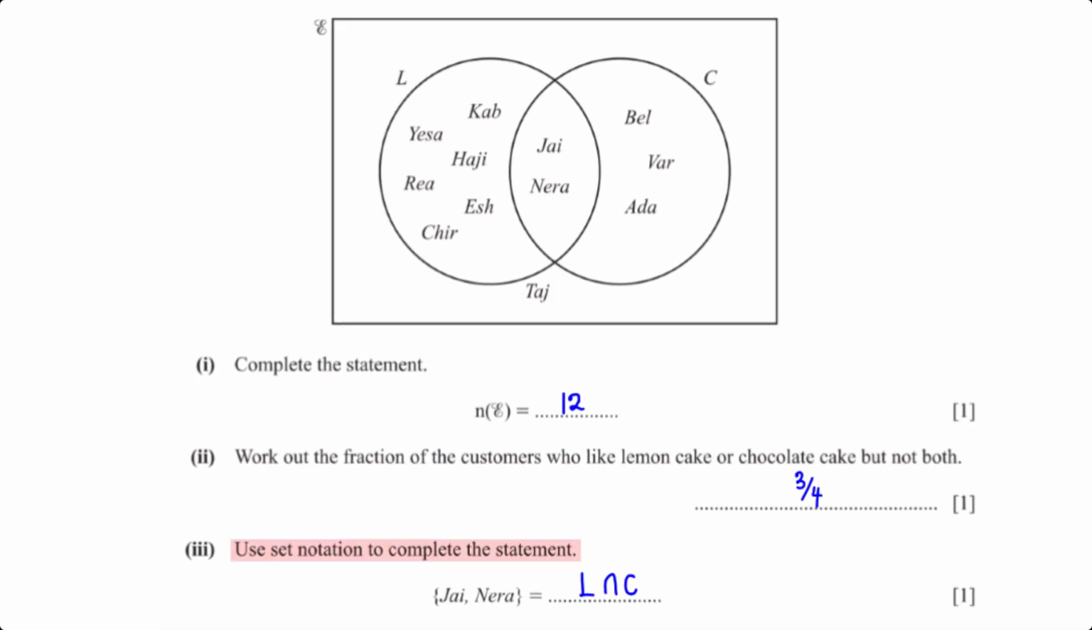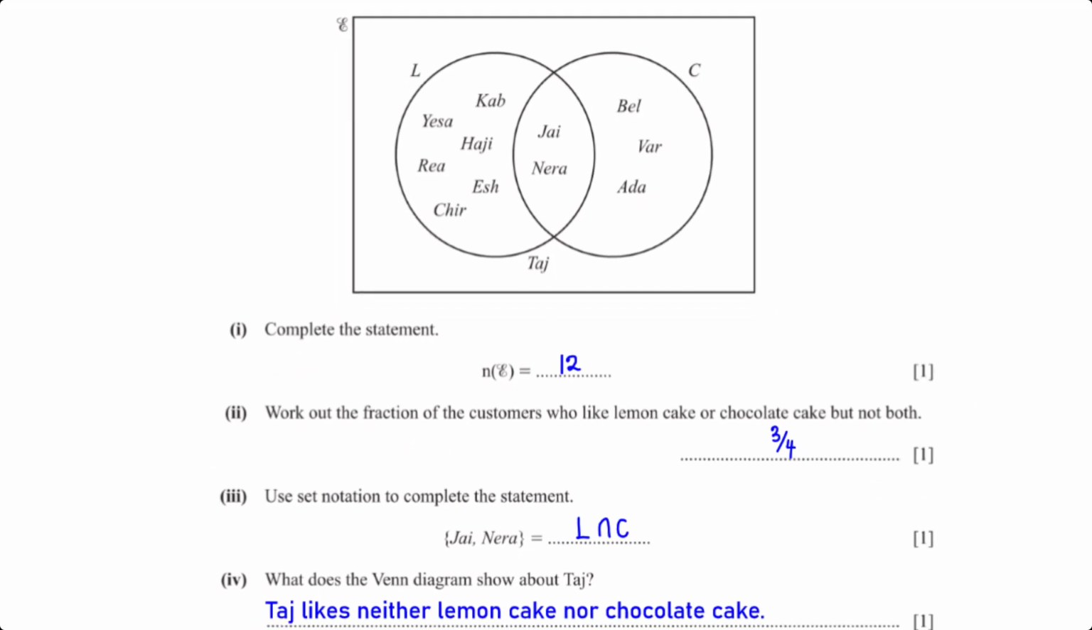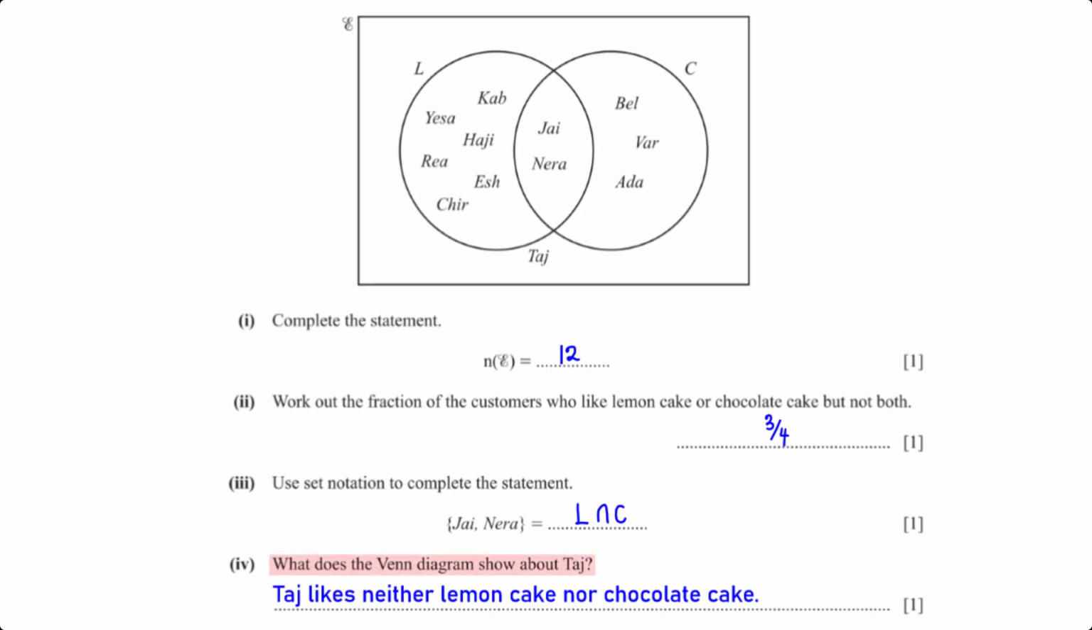Use set notation to complete the statement. Jai, Naira equals blank. Jai and Naira are elements of the region L intersection C. What does the Venn diagram show about Taj? Taj is outside sets L and C. This simply means Taj likes neither lemon cake nor chocolate cake.